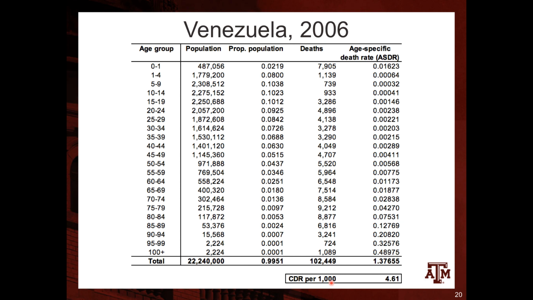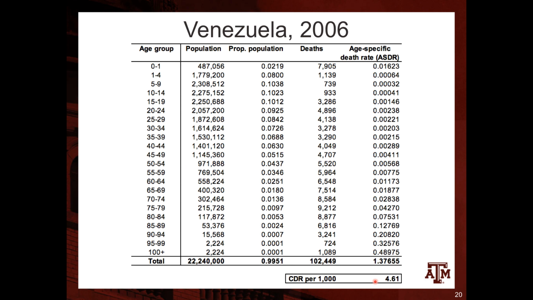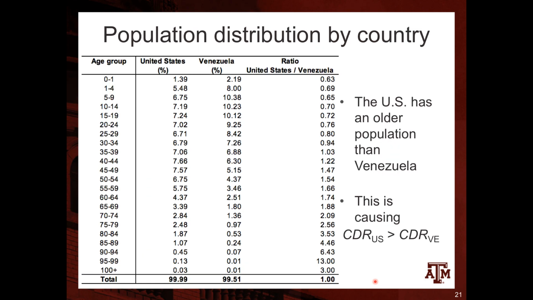So just going into the previous slide, the crude death rate in the US was 8.4 per 1,000, and in Venezuela 4.6. So Venezuela had an observed crude death rate that's smaller than in the US. So why did that happen? That's because Venezuela has a younger population than the US. In other words, the US has an older population than Venezuela, and this is causing the crude death rate of the US to be greater than the crude death rate of Venezuela.